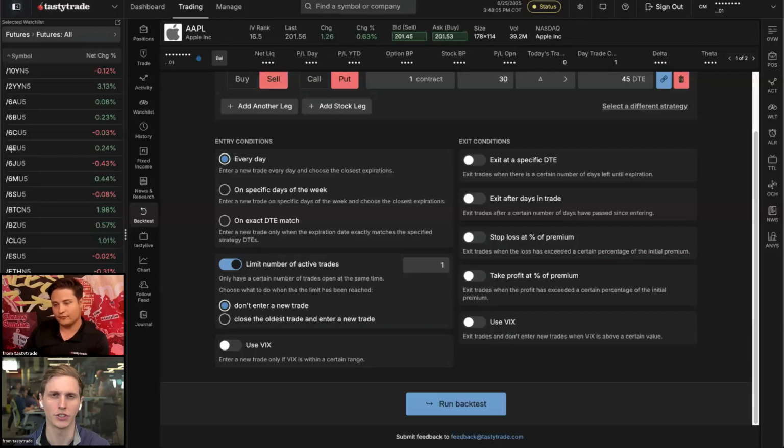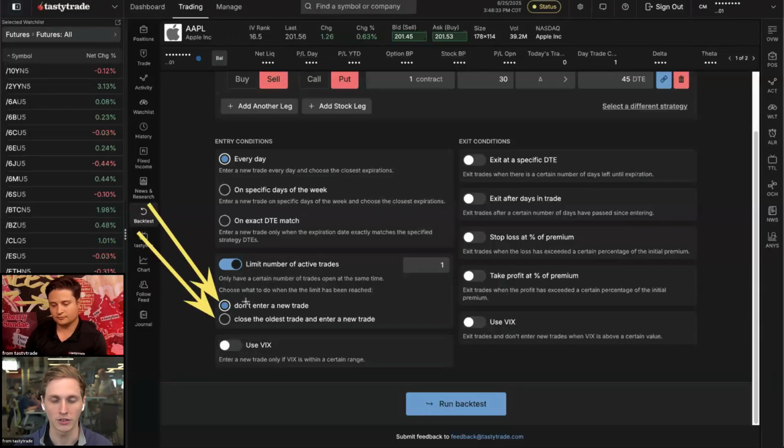Yeah, so in general, when you're looking at placing a trade every day, limiting the trades to one, it's going to look to open up a new trade every day. If you already have one trade open, it's just not going to do anything. So generally, in this case, if we don't set any exit parameters, it's going to go until expiration. And then the day after it expires, it's going to look to open up a new trade at those same exact parameters.